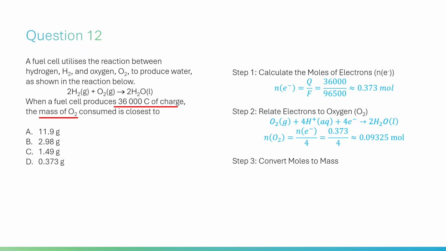The final conversion. Finally, we convert this chemical amount into a physical mass. Multiplying the moles of oxygen by its molar mass brings us to the final result. Approximately 2.98 g of oxygen gas was consumed to generate that specific charge. Correct answer, B.